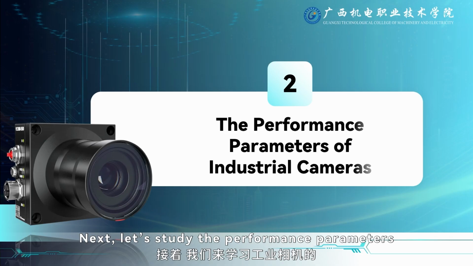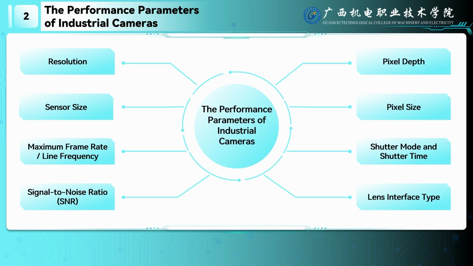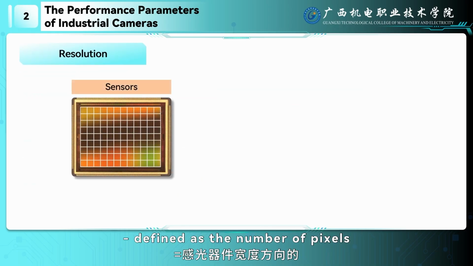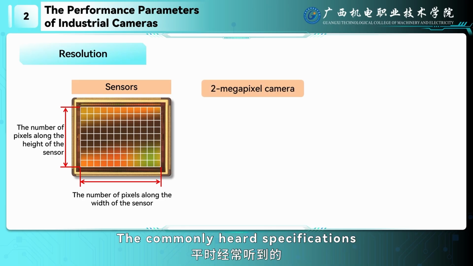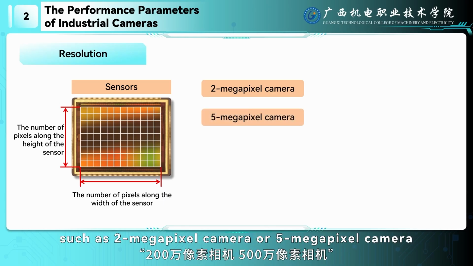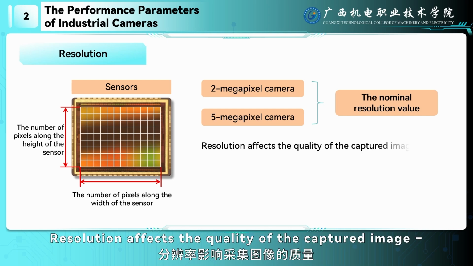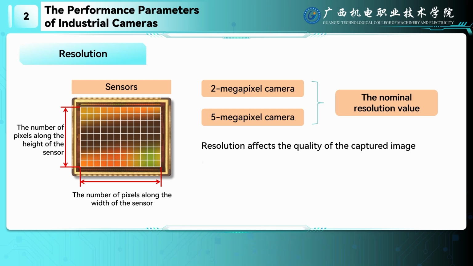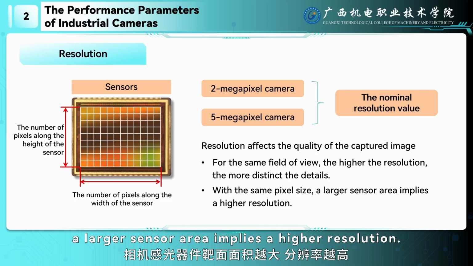Next, let's study the performance parameters of industrial cameras. There are mainly 8 items. 1. Resolution. Defined as the number of pixels along the width of the sensor multiplied by the number of pixels along the height of the sensor. The commonly heard specifications such as 2 megapixel camera or 5 megapixel camera refer to the nominal resolution of the camera. Resolution affects the quality of the captured image. For the same field of view, a higher resolution makes the details more distinct. With the same pixel size, a larger sensor area implies a higher resolution.